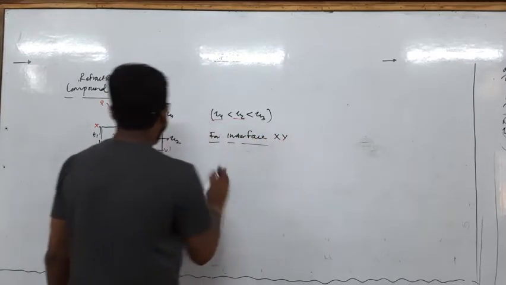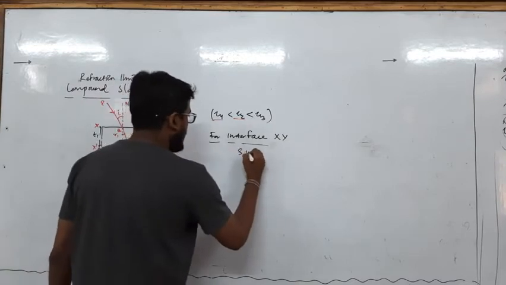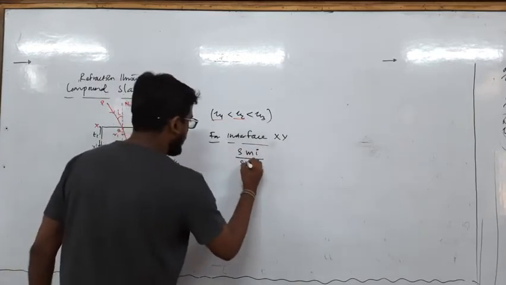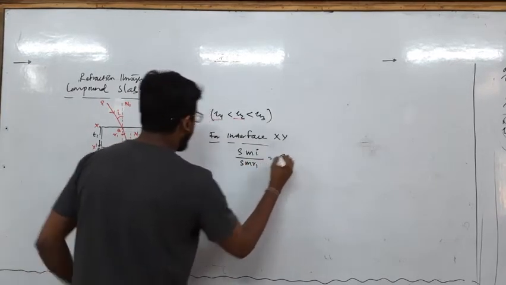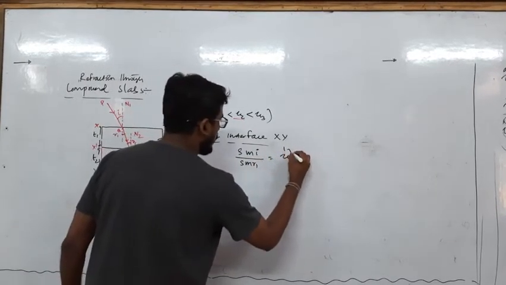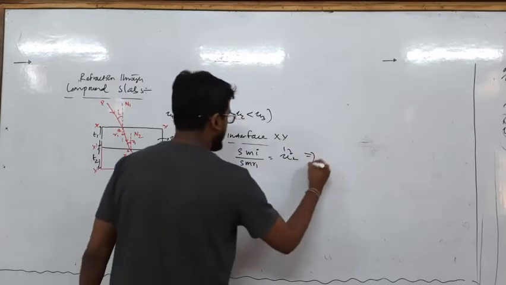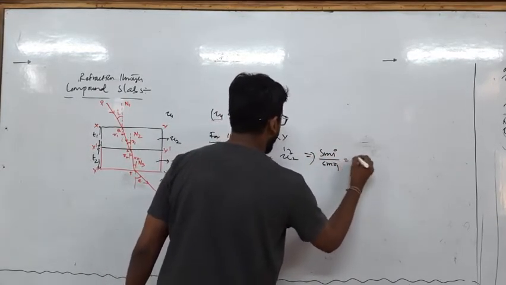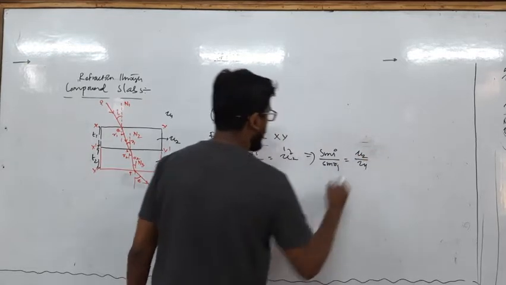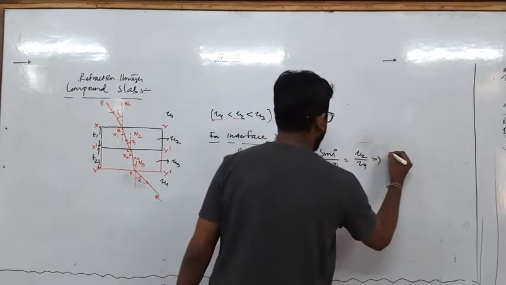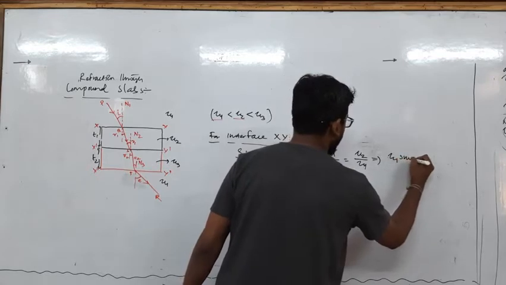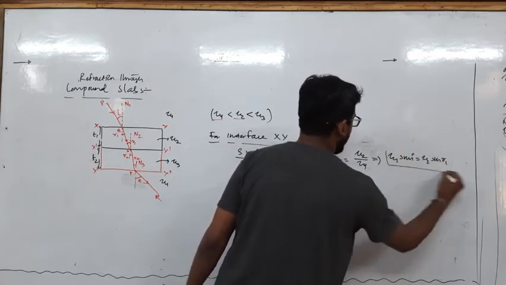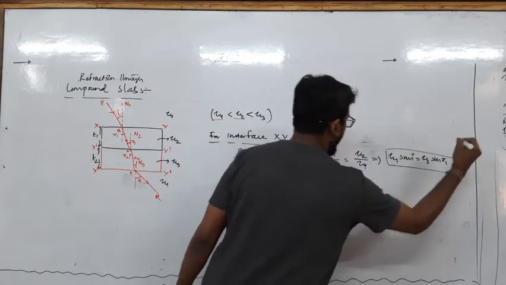So if I apply Snell's law at the first interface xy, I can write sin I divided by sin of the refracted angle R1 equal to, as light travels from mu1 to mu2, how much? Sin I divided by sin R1 equals mu2 by mu1, or this implies mu1 sin I equals mu2 sin R1. Clear? Let it be equation 1.